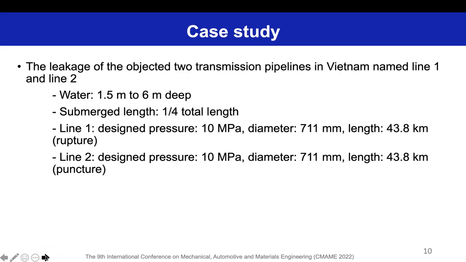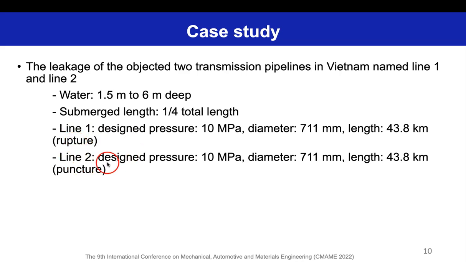So we developed two studies here in our work. The first was line 1, which has these properties. We have the design pressure of 10 megapascal, diameter of 711 millimeter, and the length is 43.8 kilometer.